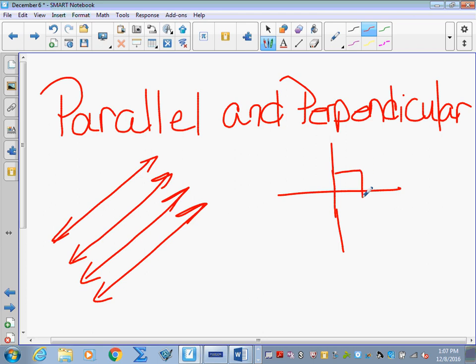All right, there's a symbol for perpendicular that looks like an upside down T. That's the symbol that we use. And for parallel, it just looks like two lines right beside each other. That's the symbol for parallel and perpendicular. Now, what you'll be asked to do is determine if two lines are parallel, and I'll show you how to do that.